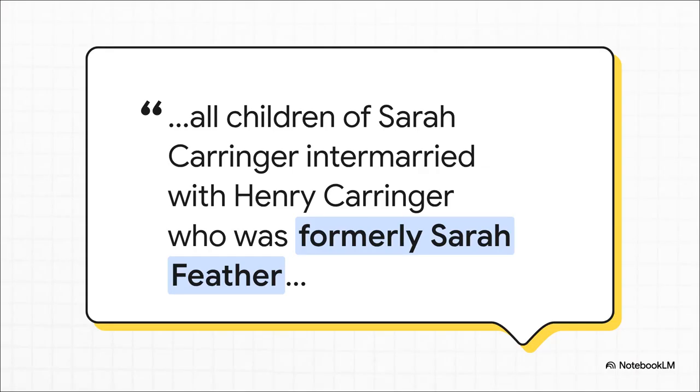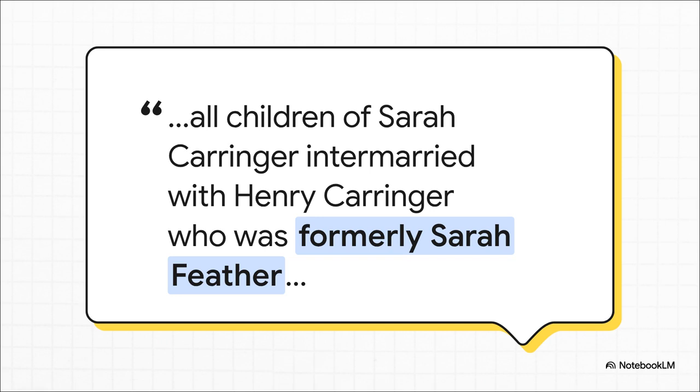And this is it. This is the smoking gun. It's a quote from a legal document from 1855, settling an estate, and it spells it right out, naming the children of Sarah Carringer, who was formerly Sarah Feather. This one sentence legally confirms his wife's maiden name and definitively links the Carringer and Feather families together.